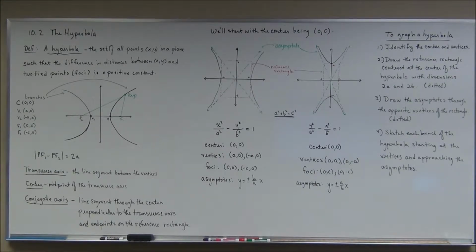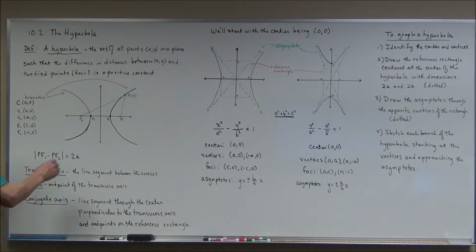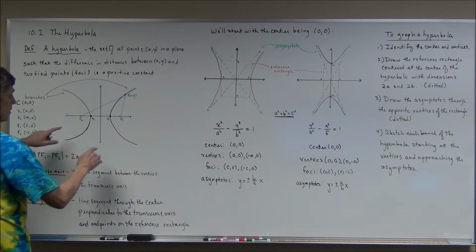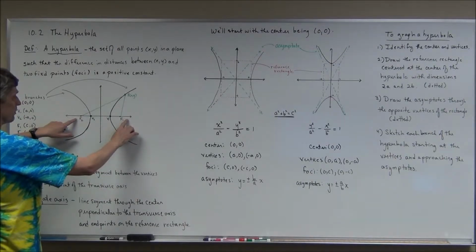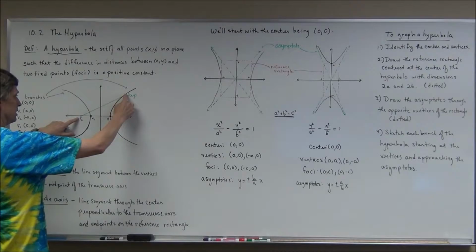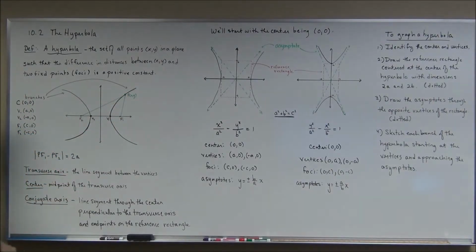difference in distances between the points x, y and two fixed points, which are again called foci, is a positive constant. Alright, now, I've tried to draw a picture. I didn't do a great job. I tried to draw a picture of what a hyperbola might look like. And what I'm trying to show here is that you have two fixed points, and you will look at the set of all points such that this distance minus this distance is a fixed constant, which we typically call 2a.